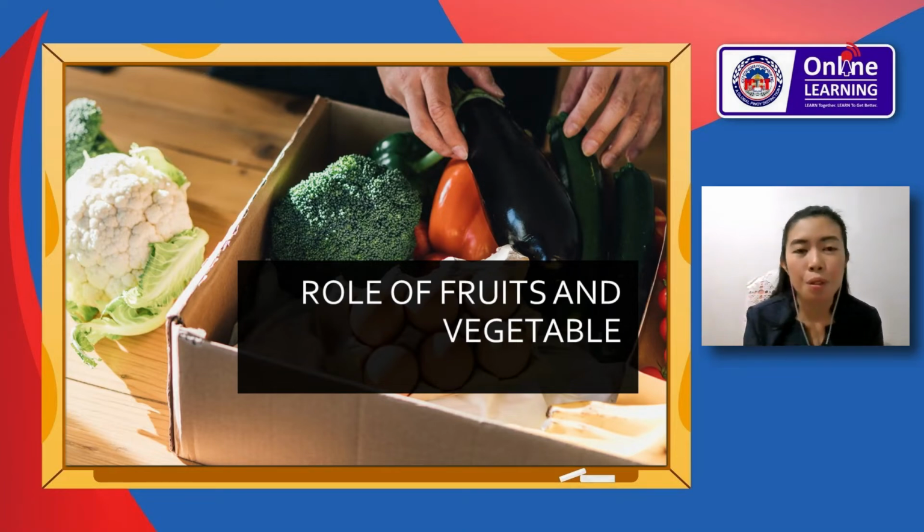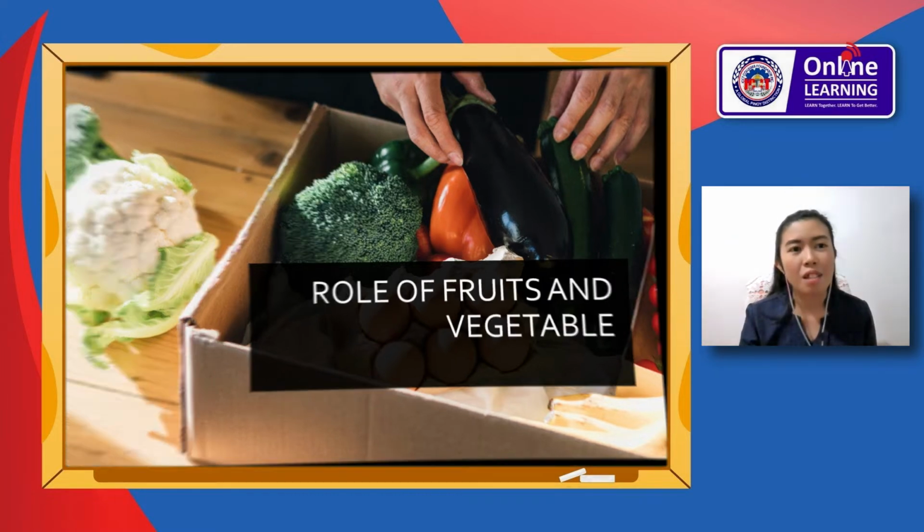Okay, so we have here the roles of fruits and vegetables. First, they give highlight to an otherwise plain looking dish. Second, the variety of colors, shapes, textures, and flavors add visual and textural appeal. And the third one, they are a good source of sugar, vitamins, and minerals.